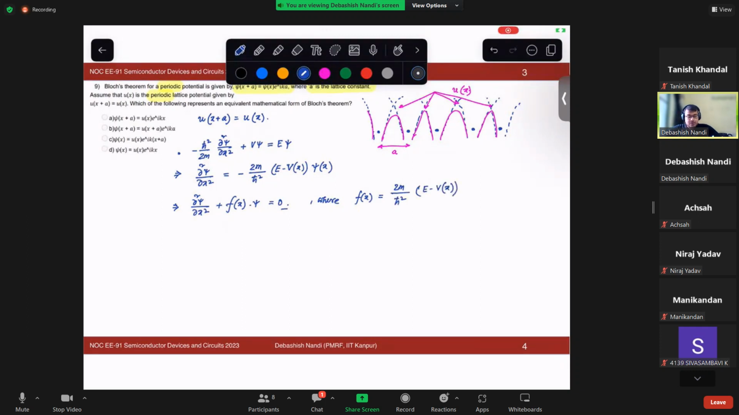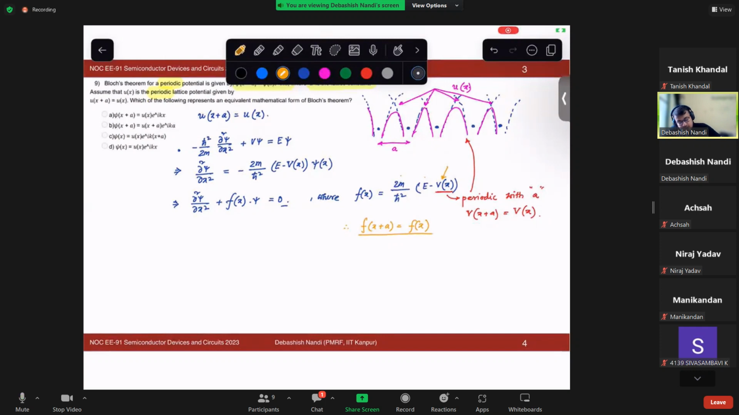We know that this potential is periodic with period a. That means V of x plus a is V of x. So we can write that f of x plus a is equal to f of x. Is that okay with you? If V is periodic and everything else is constant, then f of x is also periodic with a.